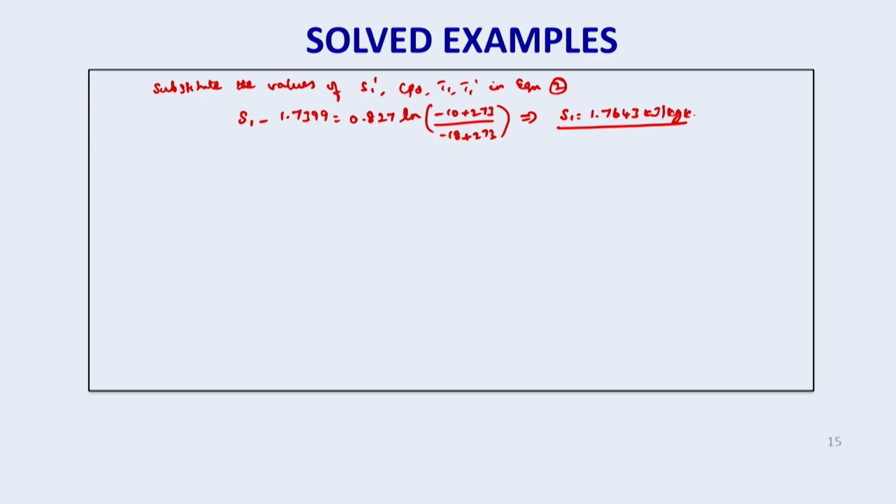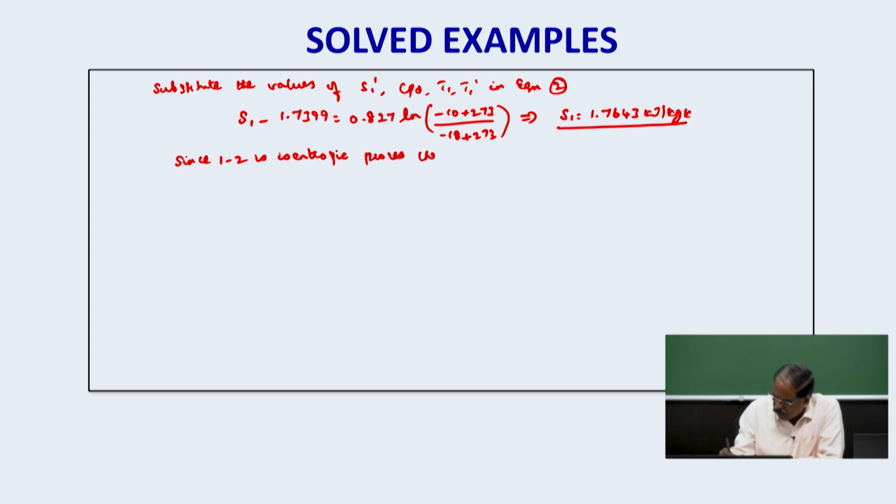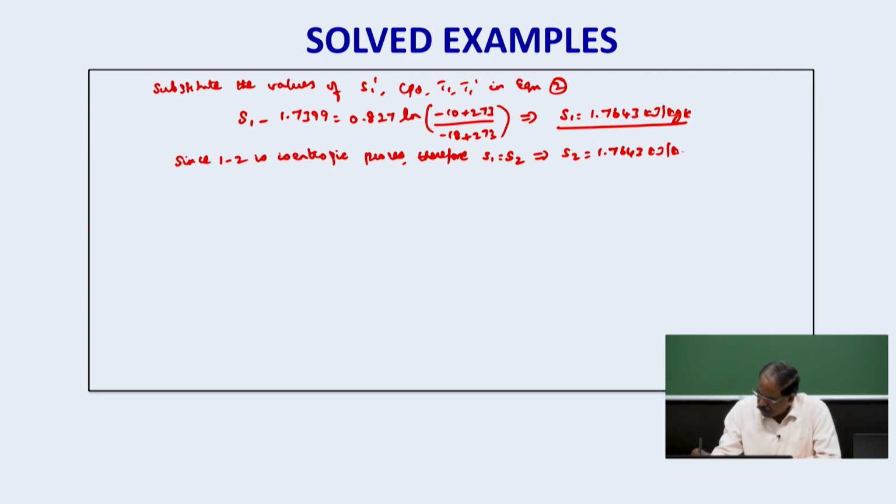So we have found the enthalpy and entropy at state point 1. Now I will use this entropy at state point 1 to write S1 equal to S2. This will be the entropy at state point 2, because 1 to 2 is an isentropic process. Therefore entropy at 1 is equal to entropy at 2. That is, S2 is also 1.7643 kilojoule per kg Kelvin.